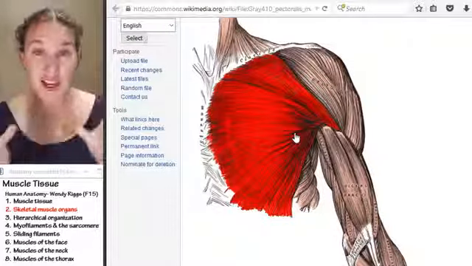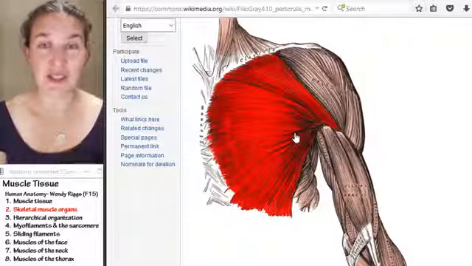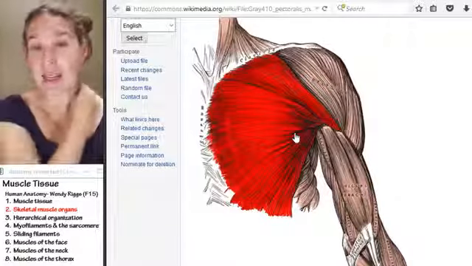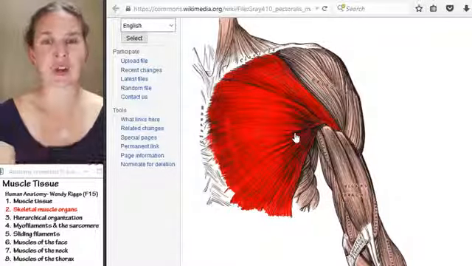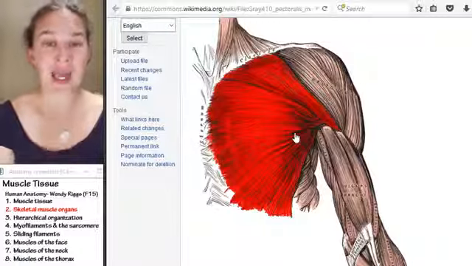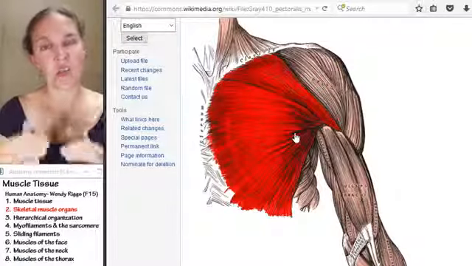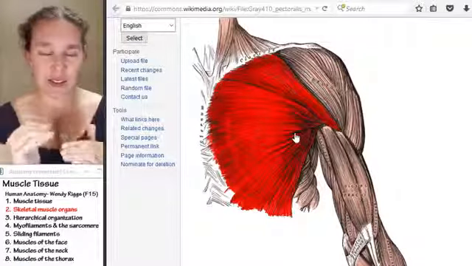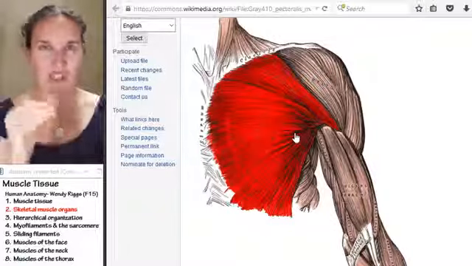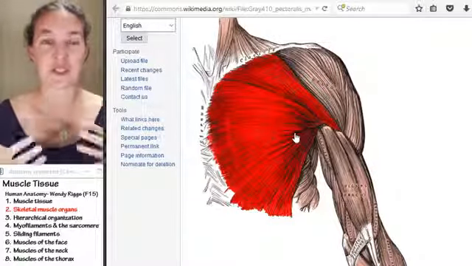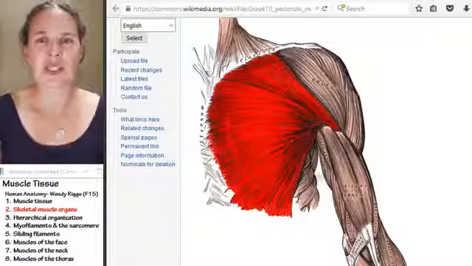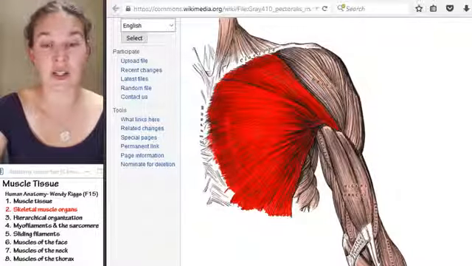The entire skeletal muscle organ is surrounded in a connective tissue sac called the epimysium, and that's where we're going to start. The entire muscle organ is made up of various other things. So now we're going to go into the hierarchical organization of skeletal muscle.